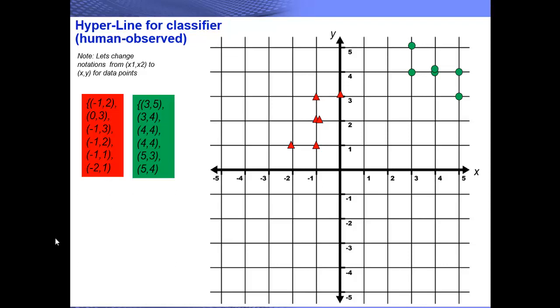We have this data: one belongs to the red class, the red triangles, and the other belongs to the green circles, and we plotted these 2D points on this graph. The first point is -1, 2. The second is 0, 3. Another is -1, 3. Another, the fourth point, is -1, 2. The fifth point is -1, -1, and the sixth point is -2, 1. Similarly for the green circle data.